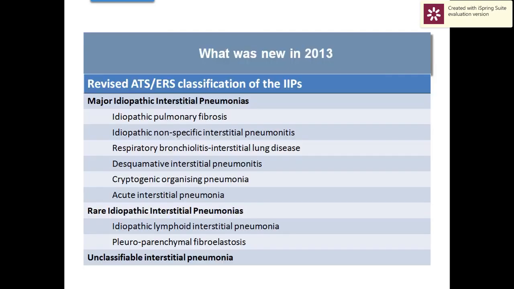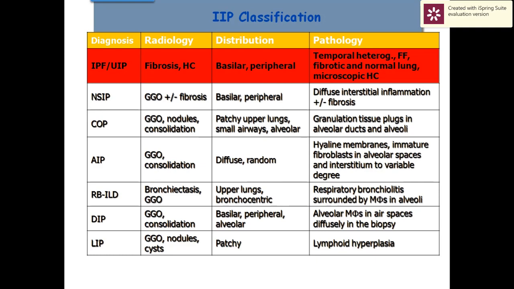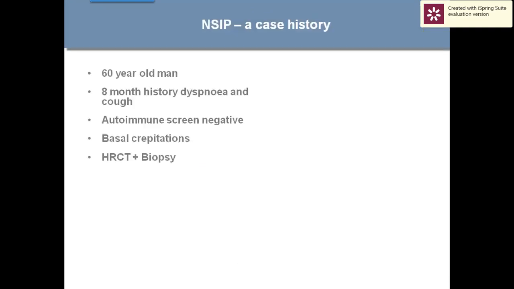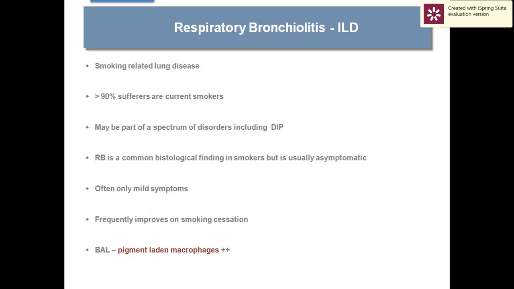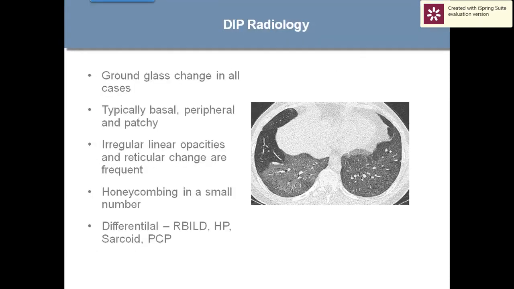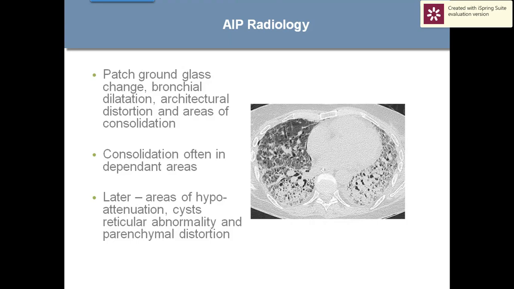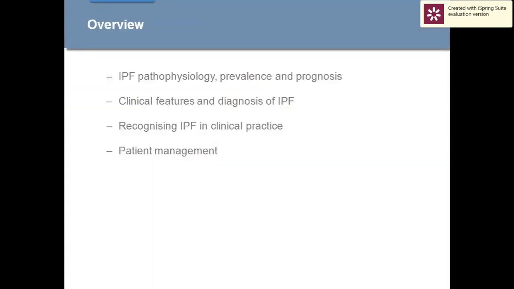الإيديوباثيك بالمونري فايبروسيس مختلفة، حطه في classification. طبعا هنا الحالات يعني this is a case of non-specific interstitial pneumonia and this is cryptogenic organizing pneumonia. The IPF, it is the most common interstitial lung disease.